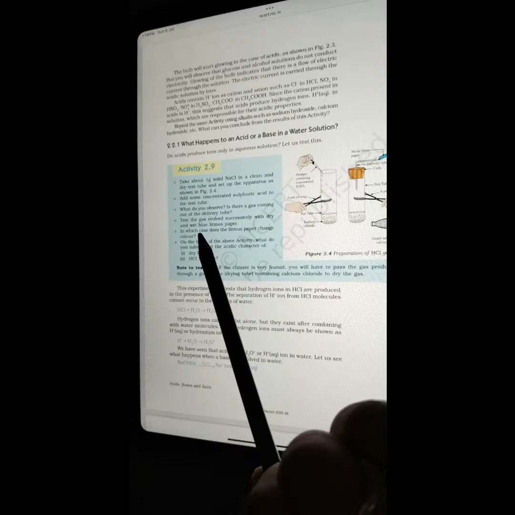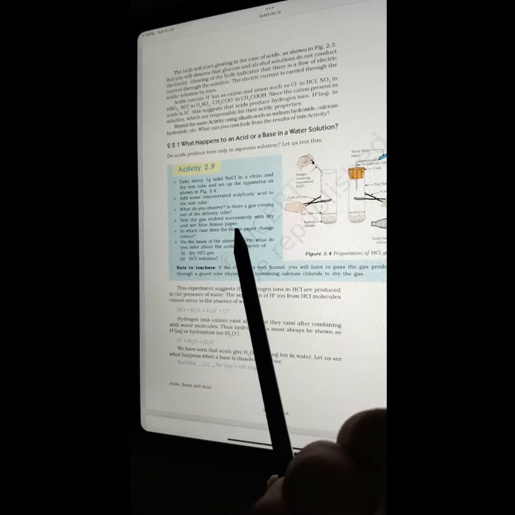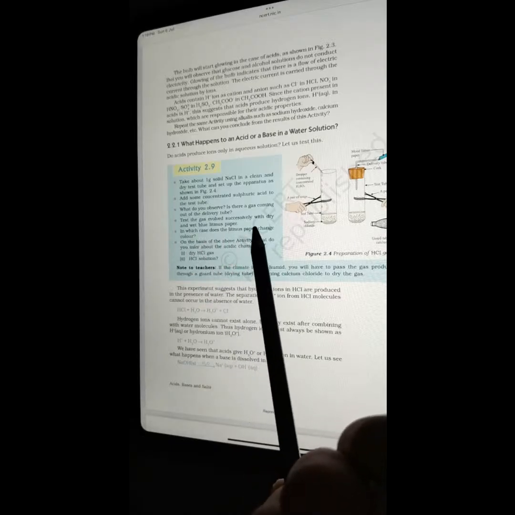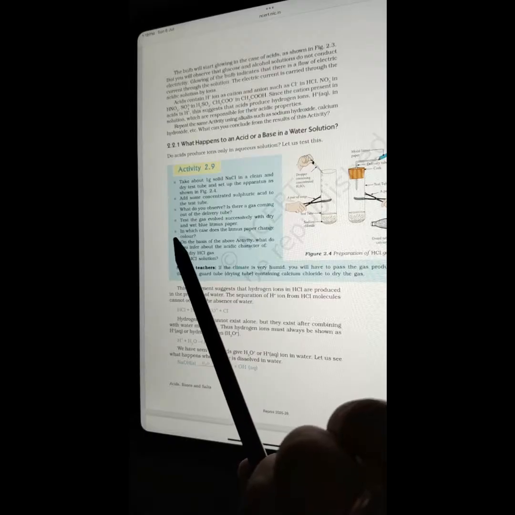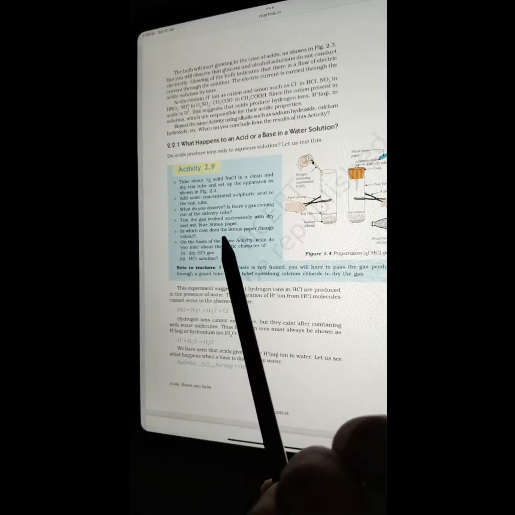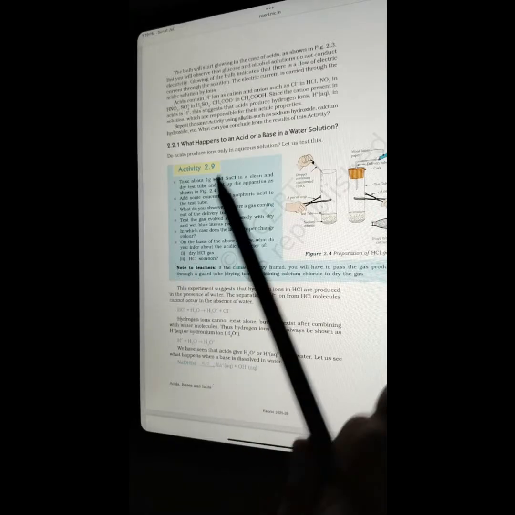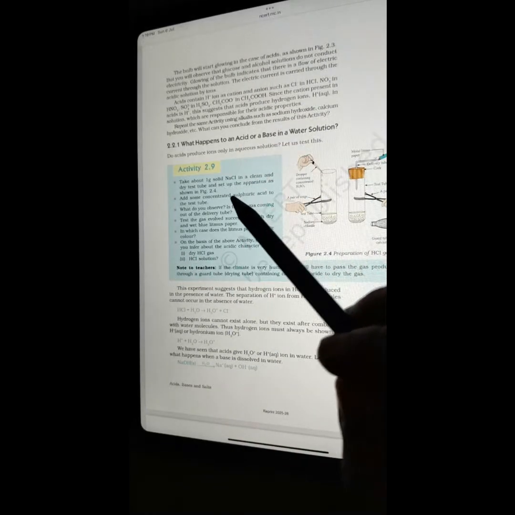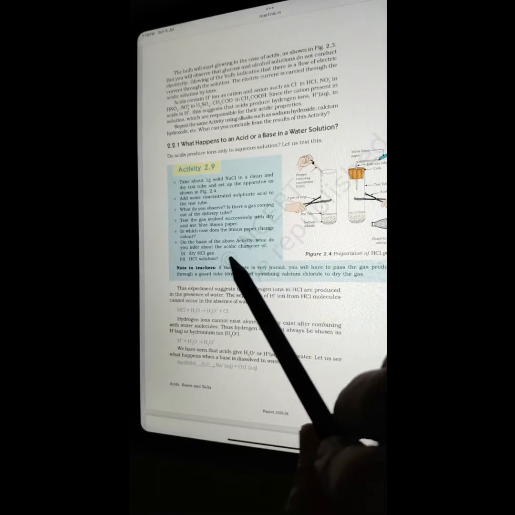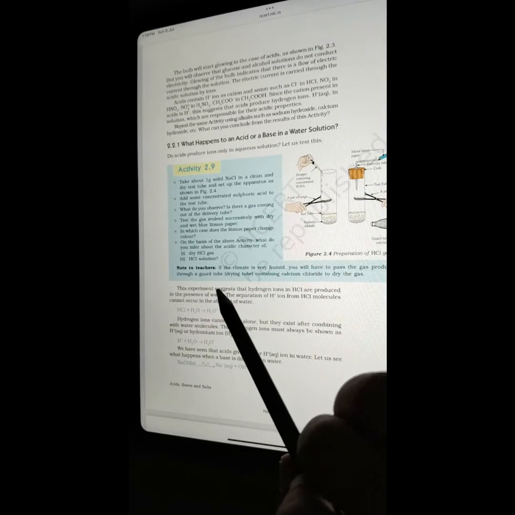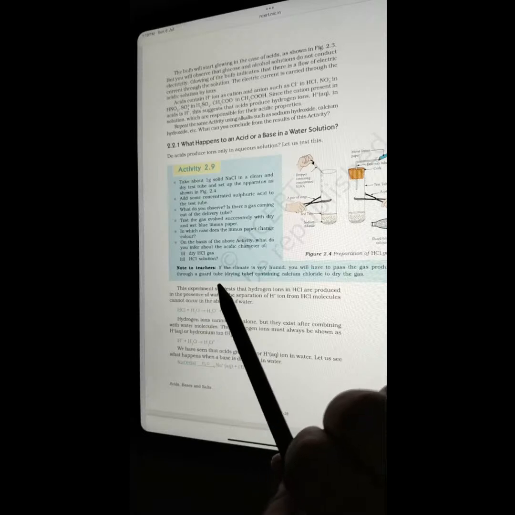Test the gas by successively passing it over dry and wet blue litmus paper. In which case does the litmus paper change color? On the basis of the above activity, what do you infer about the acidic character of dry HCl gas and HCl solution?